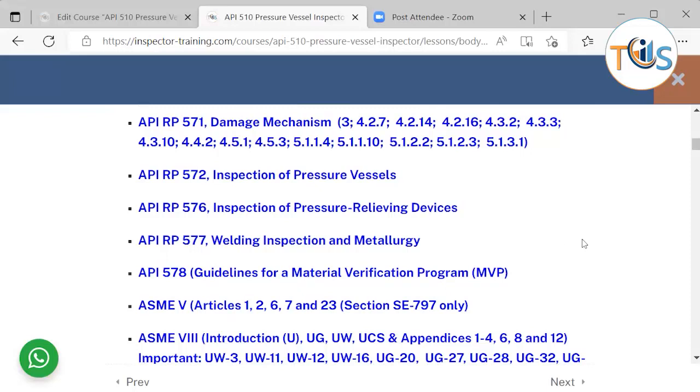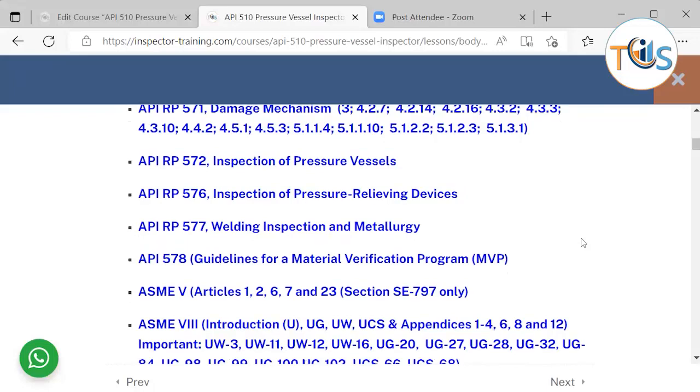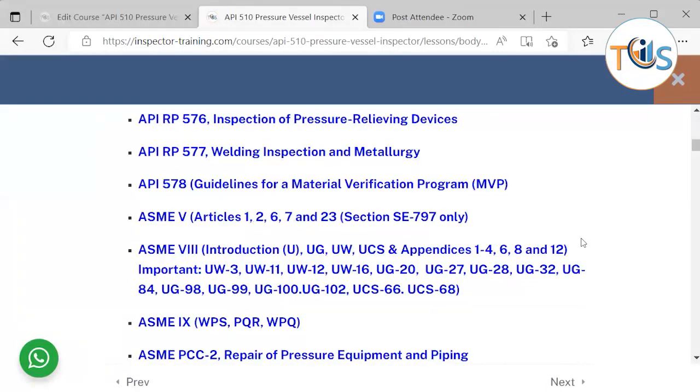What is a safety valve, what is a relief valve, how they are tested, what sort of damages or corrosion you might expect from them, that sort of thing. And then welding inspection and metallurgy, that should be read in conjunction with ASME Section 9, because Section 9 is about how to write a WPS and PQR and welder performance qualification, WPQ, whereas the 577 is about the welding inspection. Inspection you do before, after, and during the welding processes, the damages they might encounter.